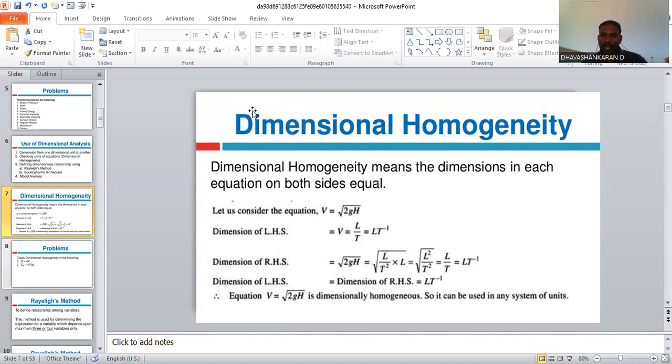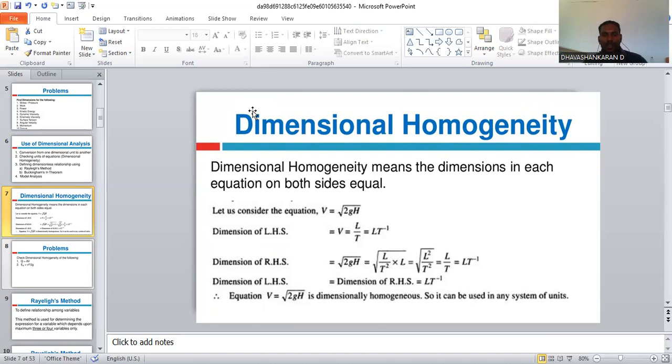Taking the root, we get the answer as L by T. Moving from the denominator to the numerator, it becomes LT inverse. So the dimension for the RHS is LT inverse. Comparing with the LHS, both dimensions are equal. So we conclude with this equation.